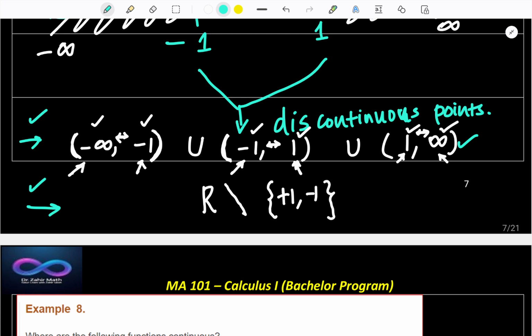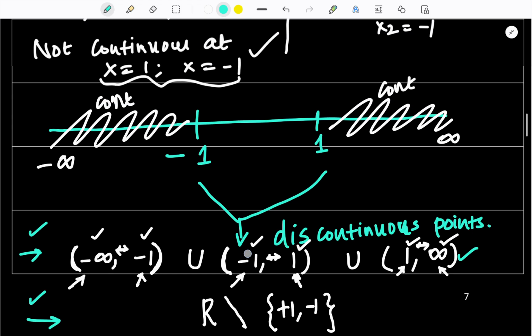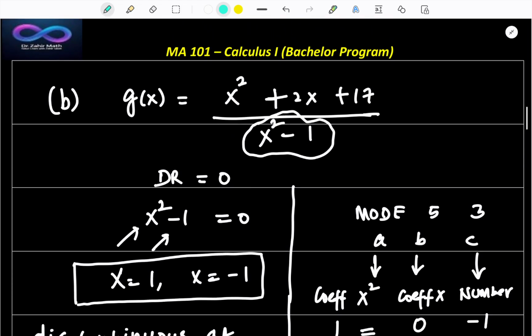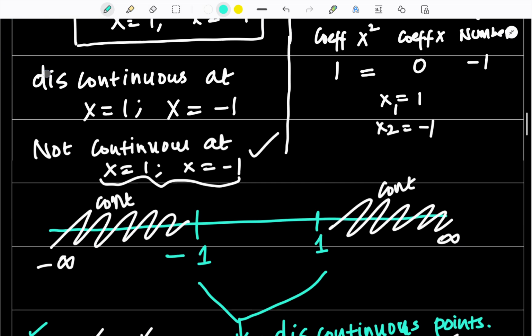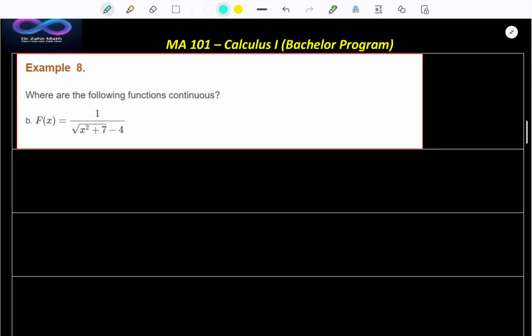So, whenever a function has a division means what? Numerator, denominator, like this. This is division, okay? This is called division. Whenever a function is having a division, check whether the denominator is 0. So those points are where the function is not continuous. Not continuous means what? Discontinuous. Clear? Let's go to the next interesting problem.